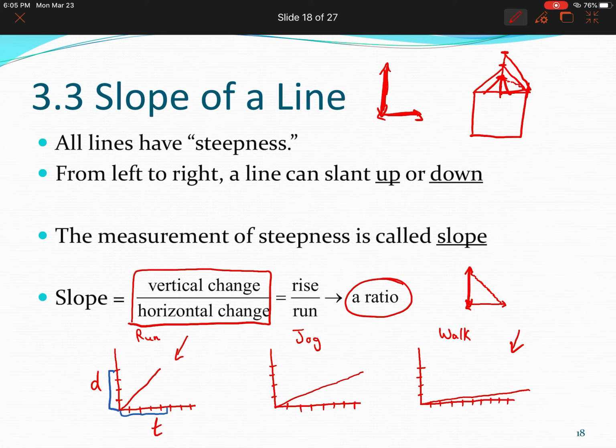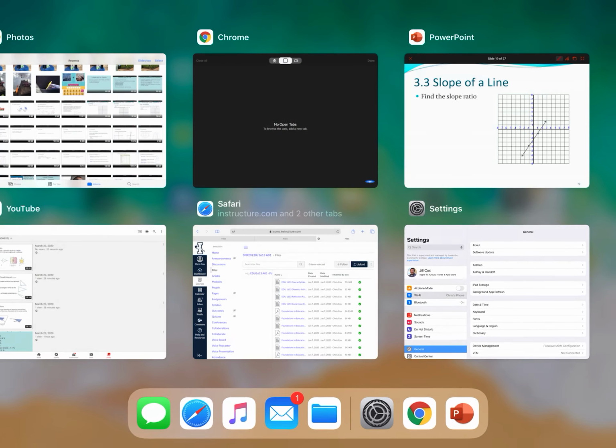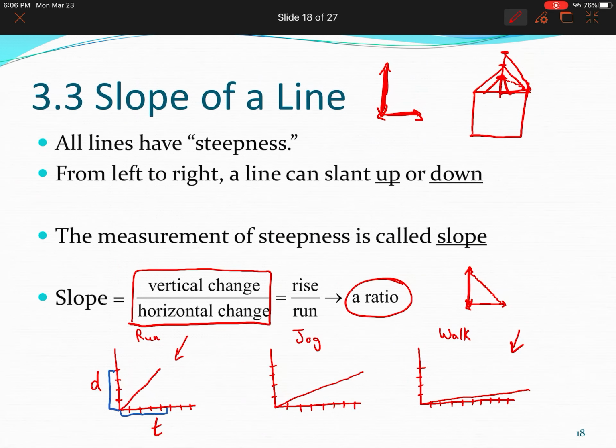So we talk about speed a lot because that's an easy way to compare two different things. Because if you were going to tell somebody how fast you went from your house to school, or from your house to pick a place, you would say, well, I went so many miles per hour. Miles being your distance. In this case, that's the vertical.